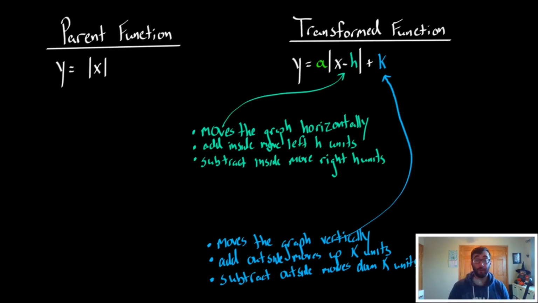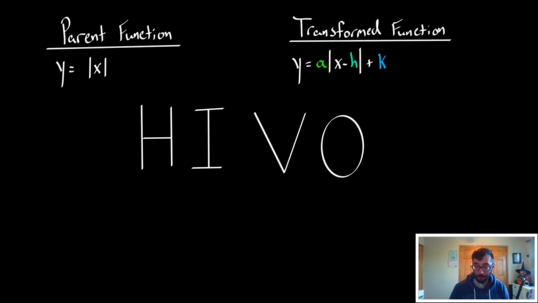Now, this actually brings up an important piece of information here. You've noticed that I've been saying inside the function and outside the function. That's because there's a nice little acronym I like to say that helps me determine exactly what type of transformation it is. Is it going to be a horizontal transformation, or is it going to be a vertical transformation? And that acronym is HIVO. So let me show you what I mean by that.